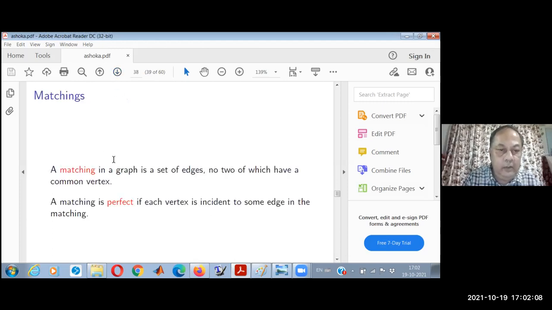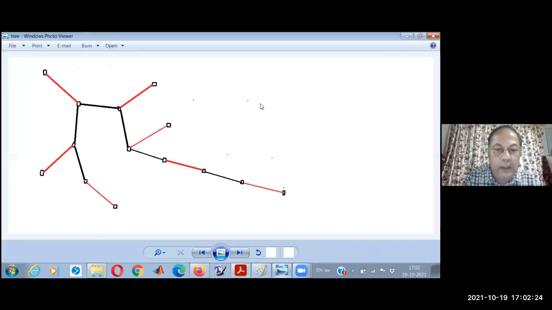And here I want to introduce the concept of a matching. So matching is just a set of edges, no two of which have a common vertex. And a matching is perfect if all the vertices are incident to some edge. So here I have a picture where I have shown a tree with a perfect matching. This is the tree, and the edges in red that you see form a matching because you can see that no two red edges have a common vertex. Not only that, it's a perfect matching because all the vertices are covered by some red edge or the other.